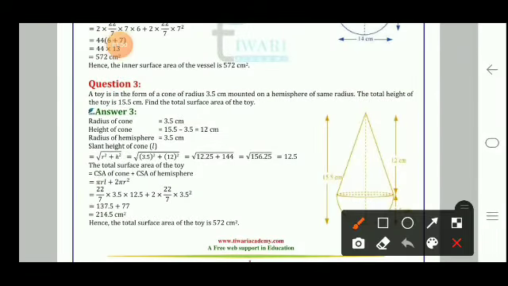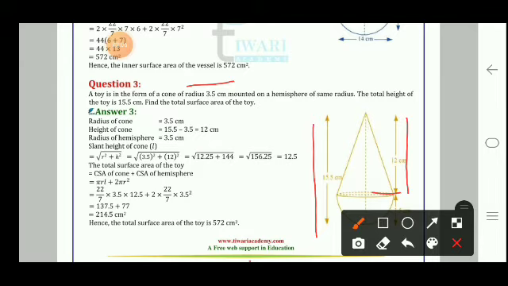So in question number 3, it is given a toy in the shape of a cone of radius 3.5, mounted on a hemisphere of the same radius. The total height of the toy is 15.5. Total height is 15.5, radius is 3.5. So 15.5 minus 3.5, the height of the cone is 12.